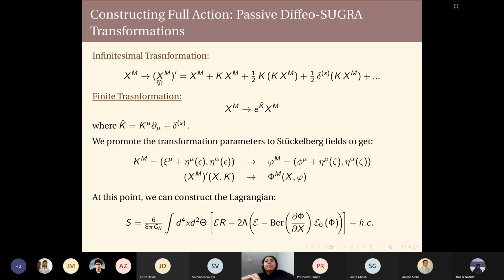So this is the diffeomorphism and supergravity transformations acting on the coordinates, and it's possible that the finite transformation is given by this formula. And we do the Stückelberging, which means we promote the parameters to fields. And again, I've shown this action before. This is just a schematic form of the action. So this is what it'll look like.